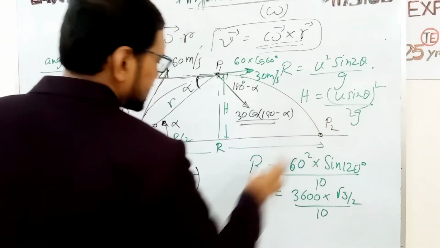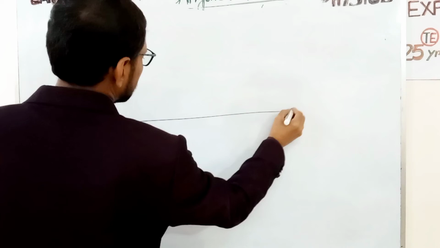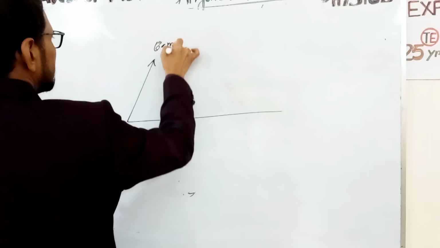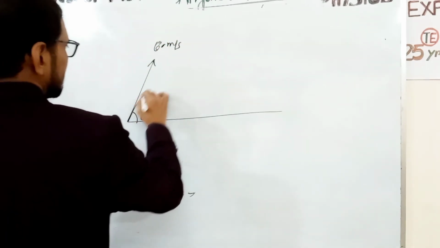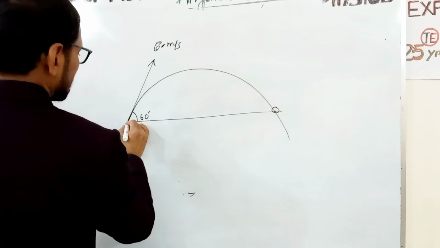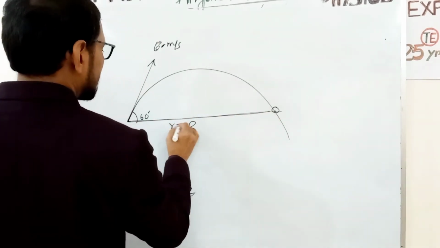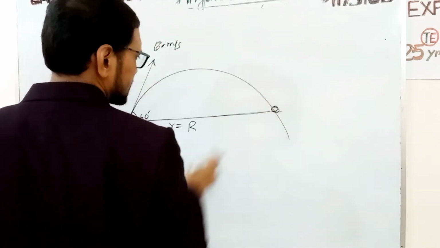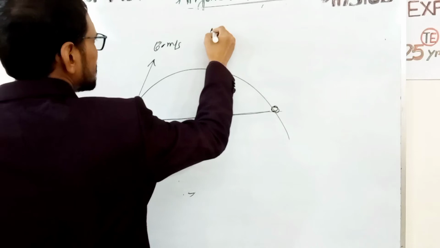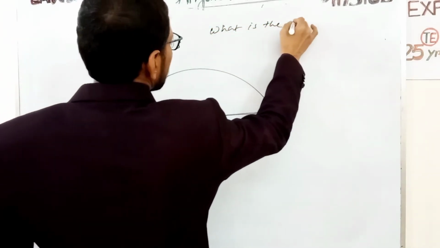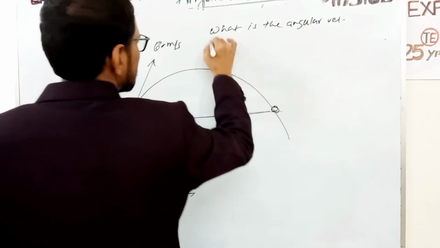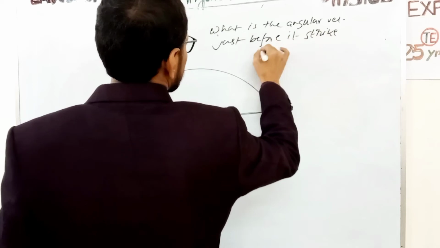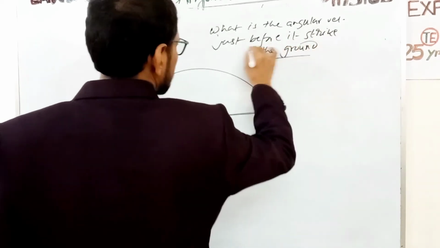Now what is the angular velocity at point P2? If a body is projected with velocity, suppose the same 60 meter per second at an angle 60 degree, then r is again the range of the particle. Now what is the angular velocity just before it strikes the ground? What is the angular velocity just before it strikes the ground?